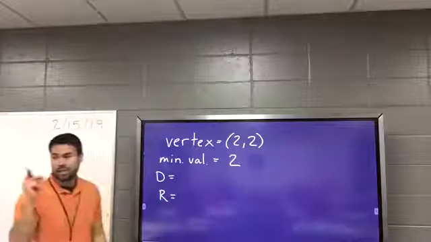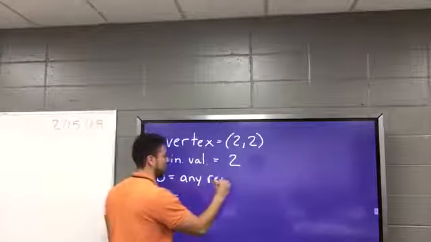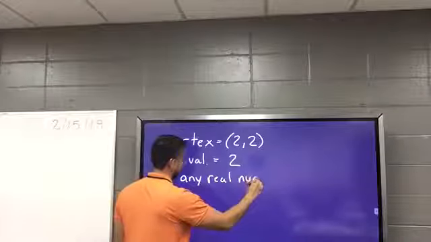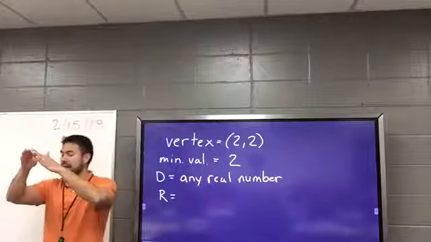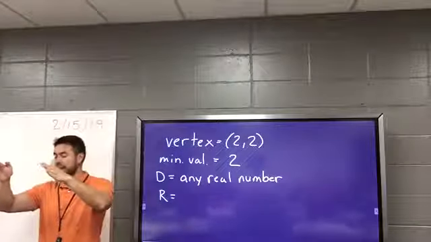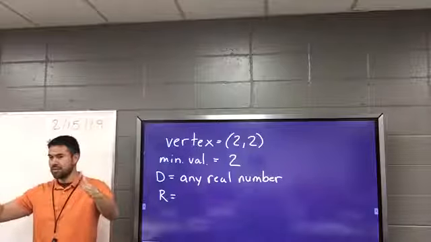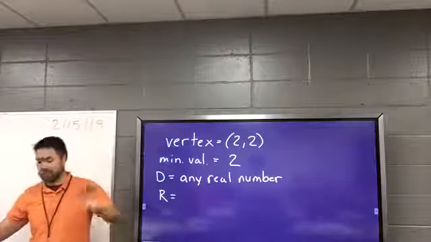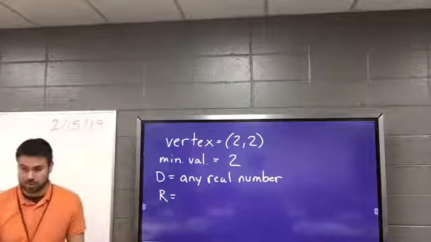The domain, automatic answer, any real. Yeah, that's the answer for everyone. Because think of it, it's opening downward. Could the x coordinate ever be 6? Yes. Yep, 7, 1,000. Okay, -5. Okay, it can always be any number. But what can the y values be?